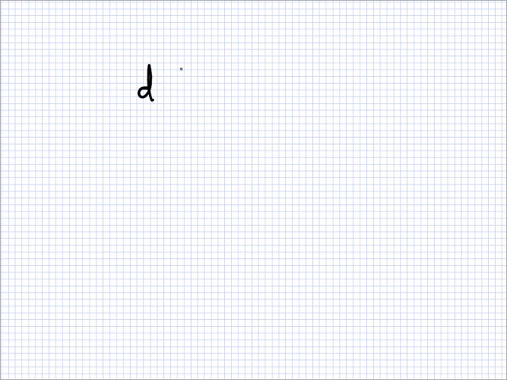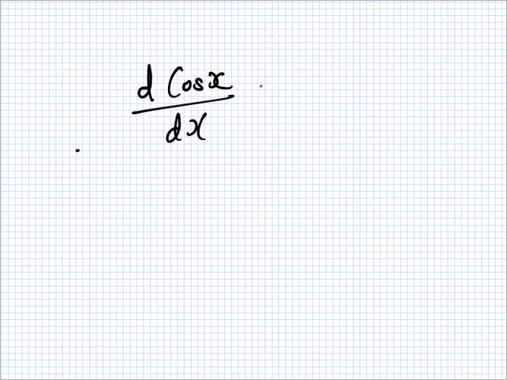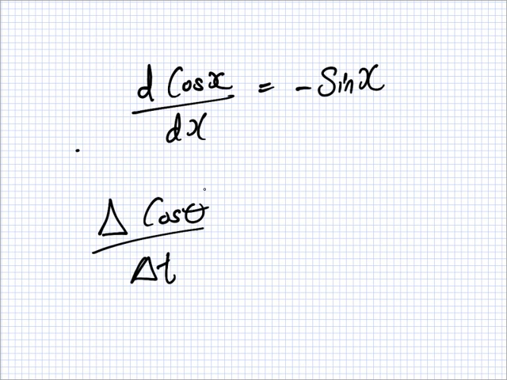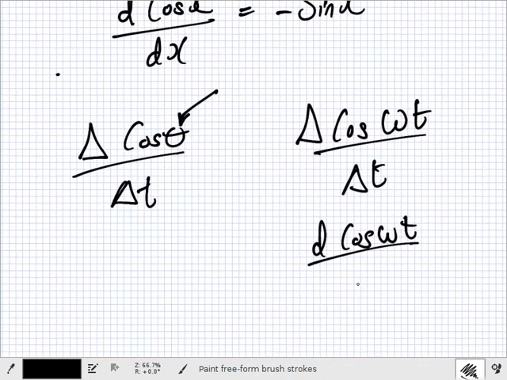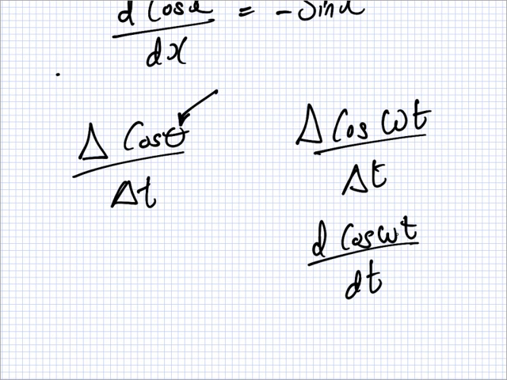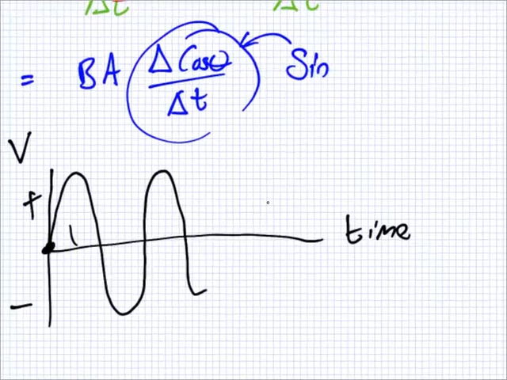You know that the derivative of cos x dx, that's equal to minus sine. Yeah. So when I write the change in cos theta over dt, well, this theta is changing, so really it's kind of like cos omega t over t. It's a bit like the derivative of cos omega t over dt. It's not part of the physics course, so you don't need to worry about this, but I just wanted to give you a reason why the graph looks like a sine.